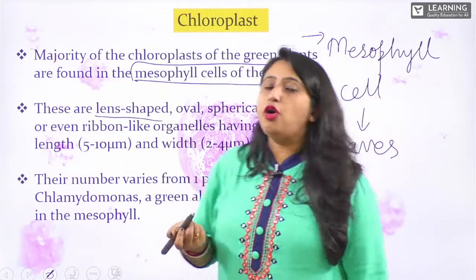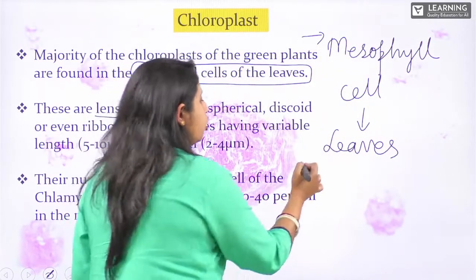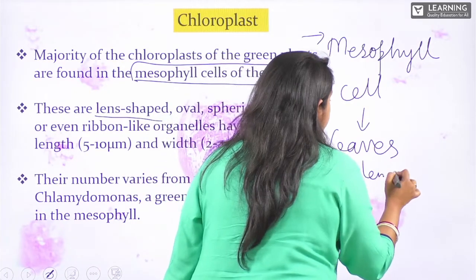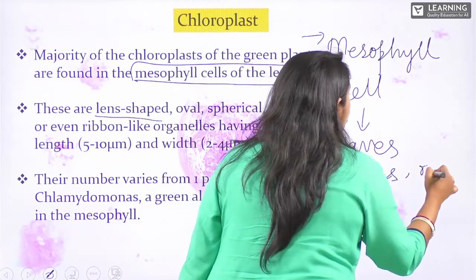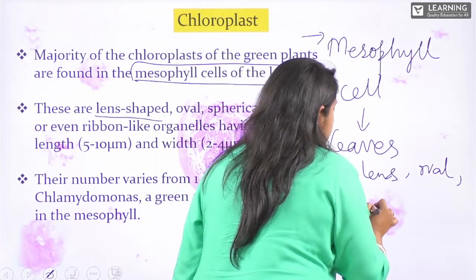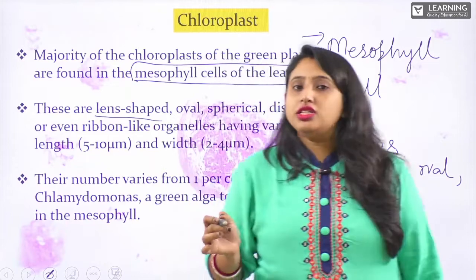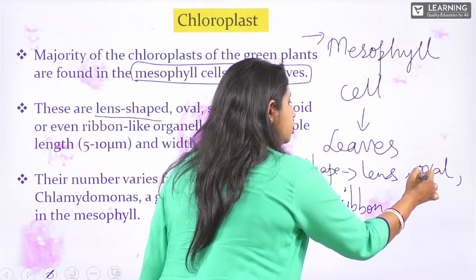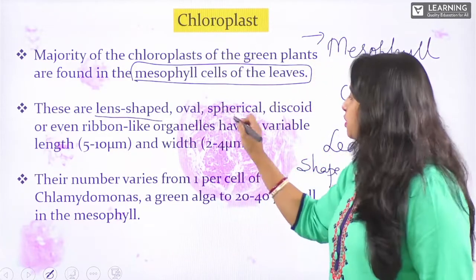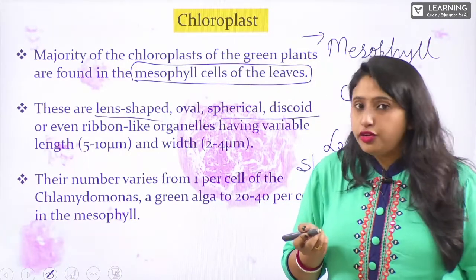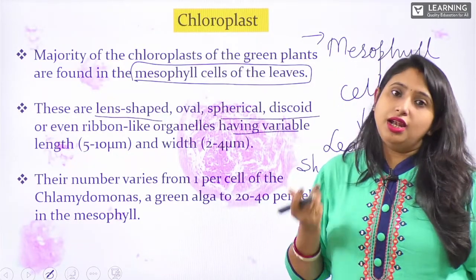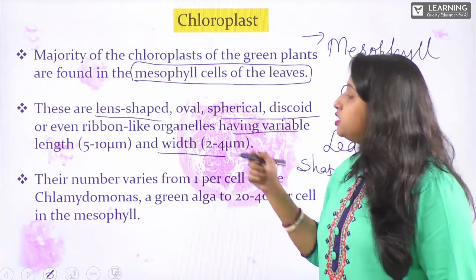And what is the shape of the chloroplast? It may be lens shaped, it may be oval, it may be a ribbon shaped structure. So these are the various shapes of the chloroplast. It may be lens shaped, oval, spherical, discoid, or ribbon shaped. Cell organelles have variable length and width, that is the size.